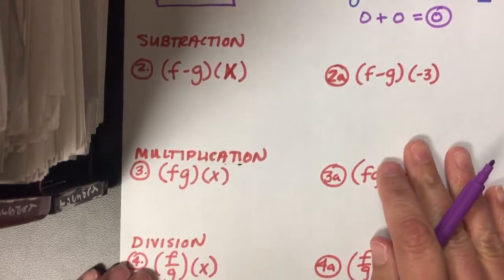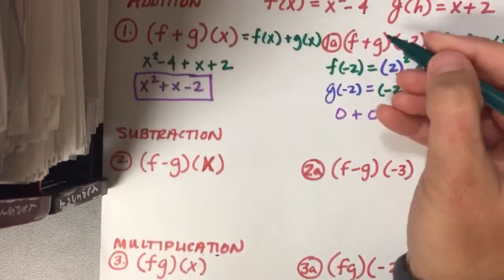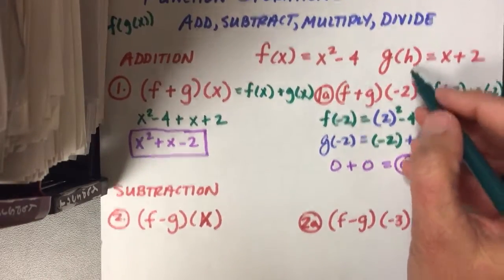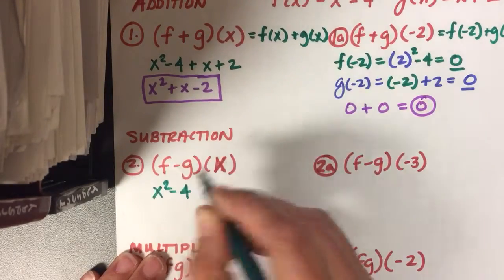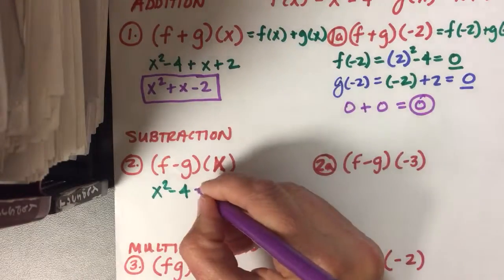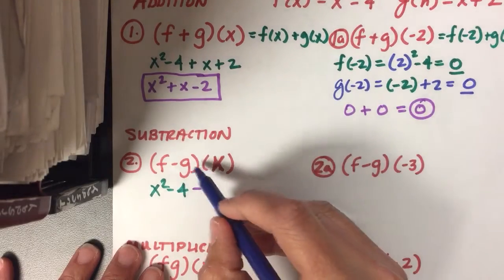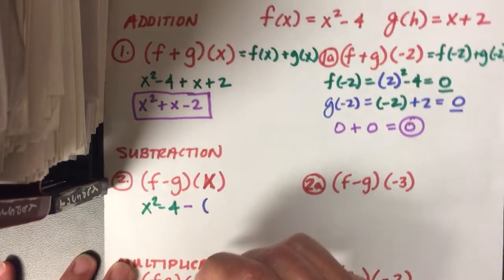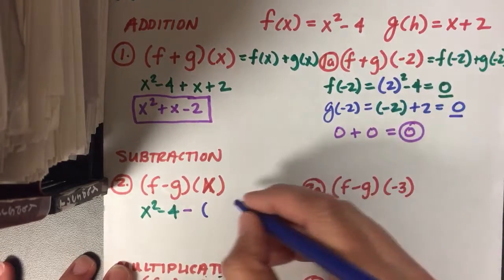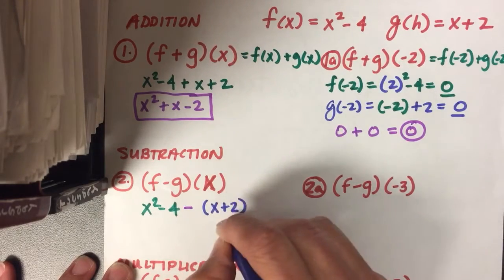So let's look at subtraction now. We have f minus g of x. Well, f is x squared minus 4, and that's going to be minus g of x. Now you have to be very careful here when you have subtraction. Remember we talked about subtracting polynomials. G is x plus 2. That has to be in parentheses because you're subtracting the whole thing.